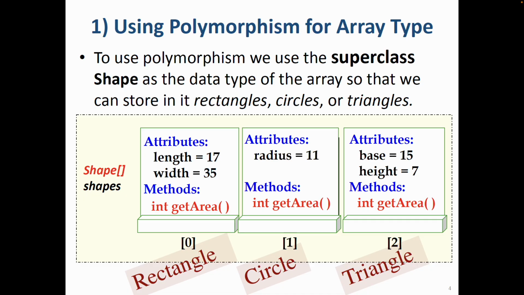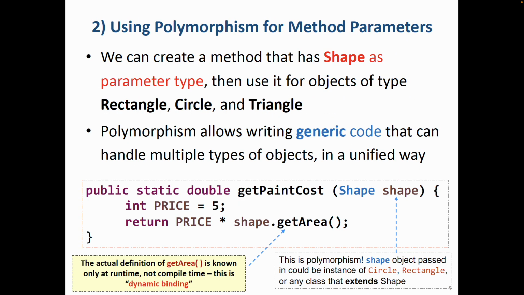So we'll talk about these parts, but from a Java perspective, again, we can use it as an array, or I can use it as a parameter to have a general idea. Like let's say I want to define a function, get paint cost, and it will be based on area. It will take a shape object again.